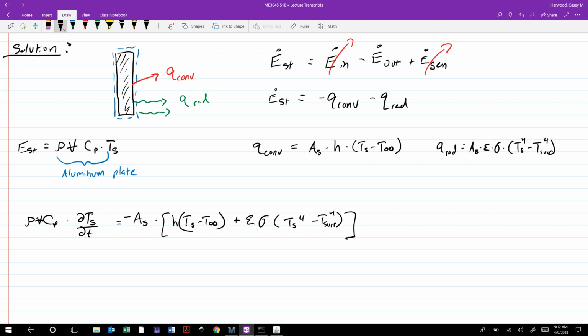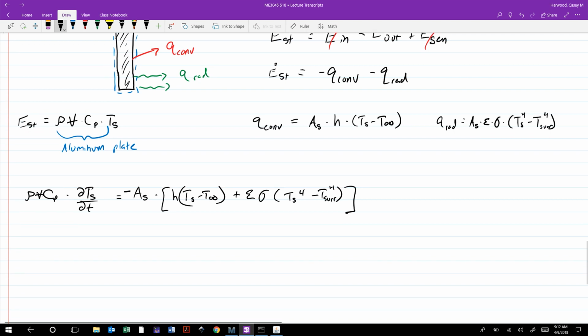All right, so for part A of the problem, we're just looking to isolate this, come up with a symbolic expression for the time rate of change of the temperature of the plate. So that's pretty easy. We can just divide through by rho V Cp. We're going to end up with dTs/dt is equal to negative surface area over rho volume Cp times [h(Ts minus T infinity) plus epsilon sigma(Ts to the fourth minus T surroundings to the fourth)].